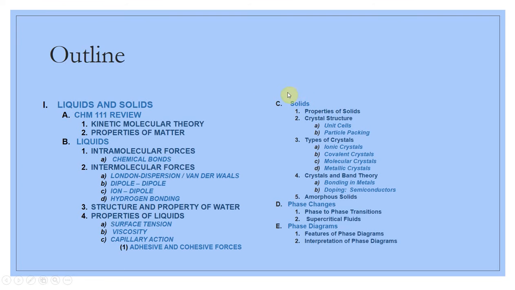So again, we are just going to be focusing on the solid state right here. We're not going to be worrying about anything else. And we're going to start with the types of solids, the properties of solids, and we'll get into the specific types of packing.